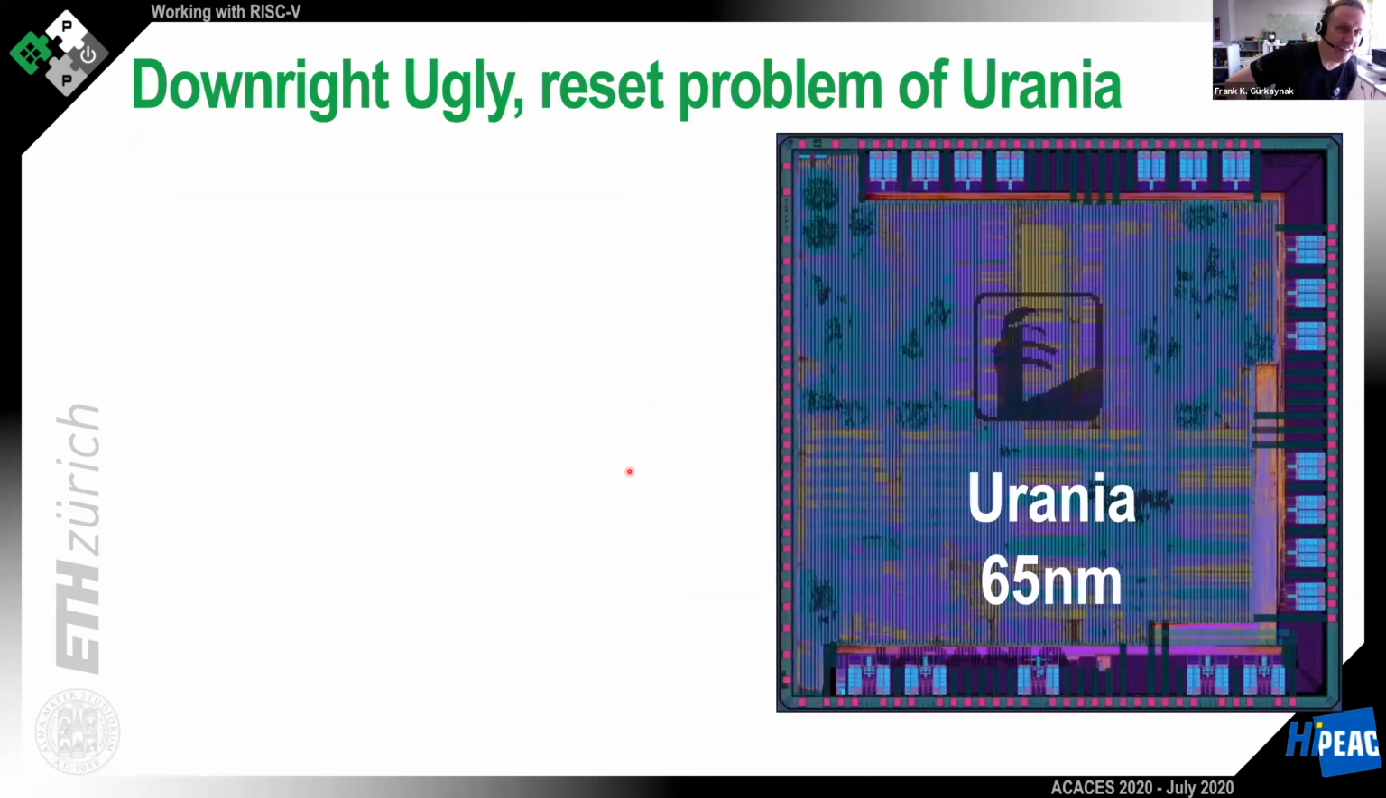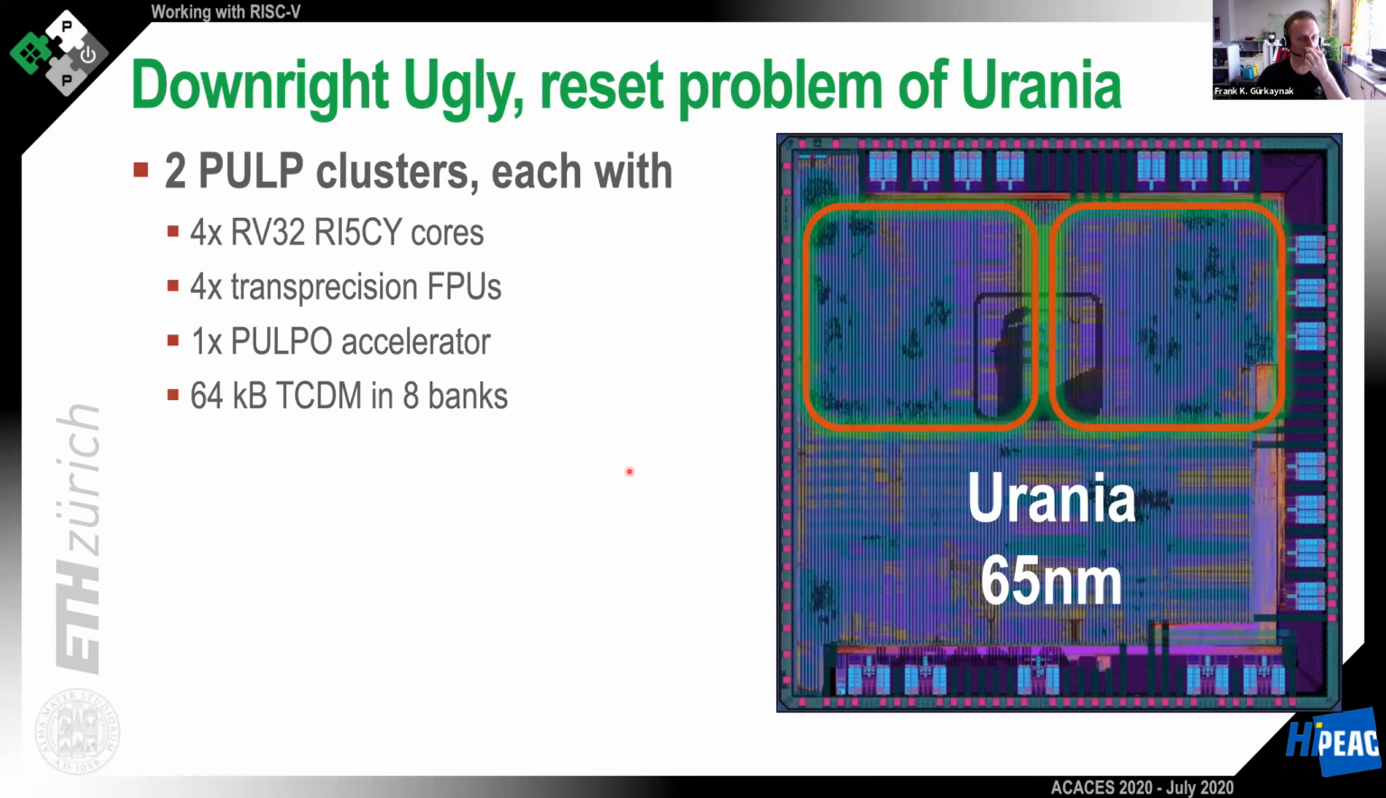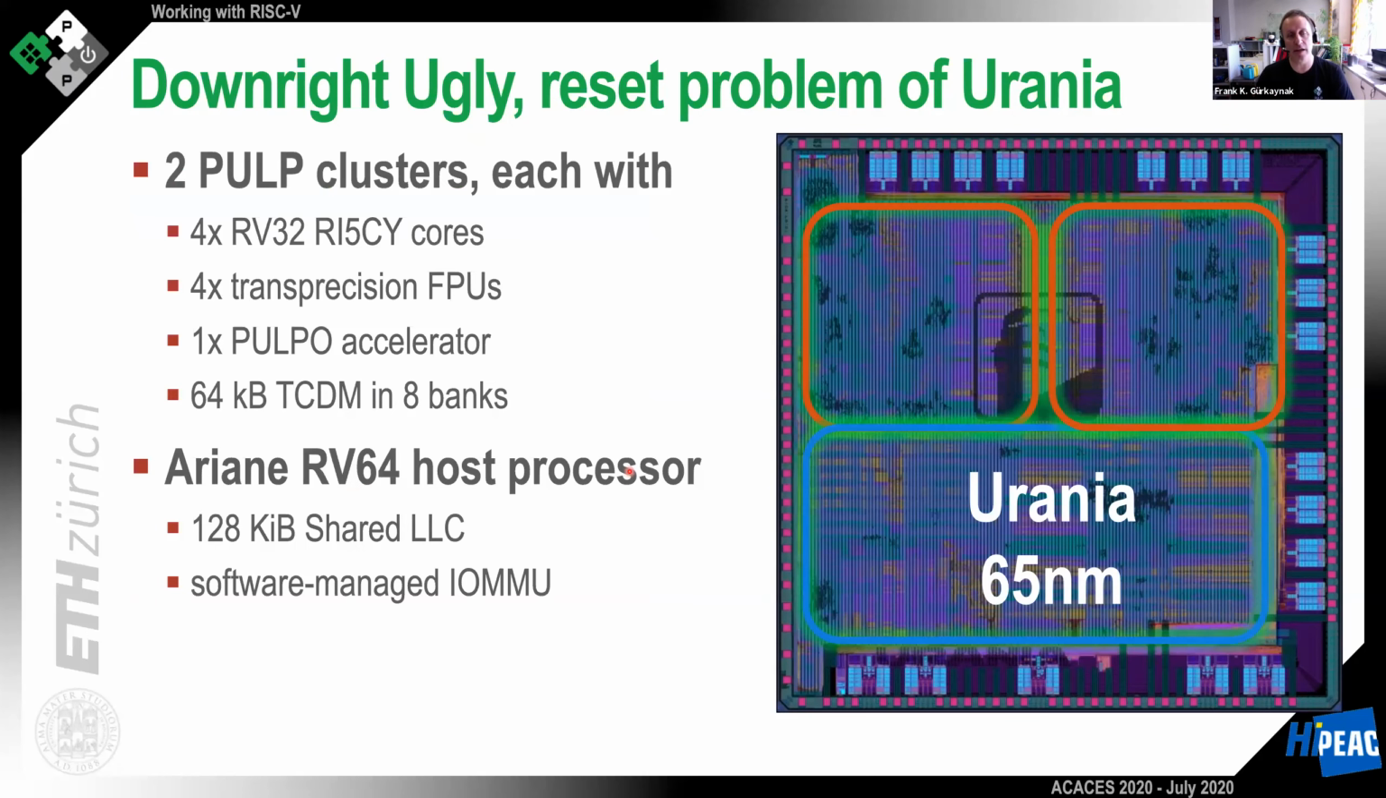Now, this was the bad. What is the ugly? This is the reset problem of Urania. Urania is one of our recent 65 nanometer chips. It has 2 pulp clusters, so it's a multi-cluster system. Each one of them has 4 RISC-V cores, trans-precision FPU, 64 kilobyte banks, 64 kilobyte TCDM, and an Ariane host processor. So the bottom is the host processor.